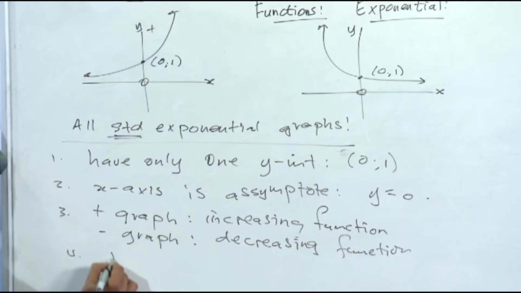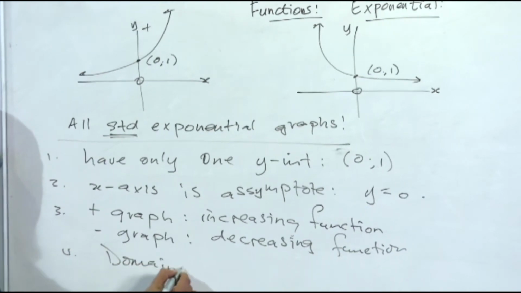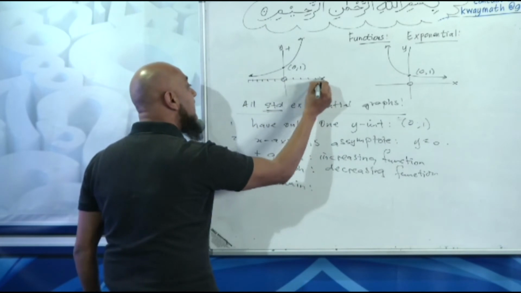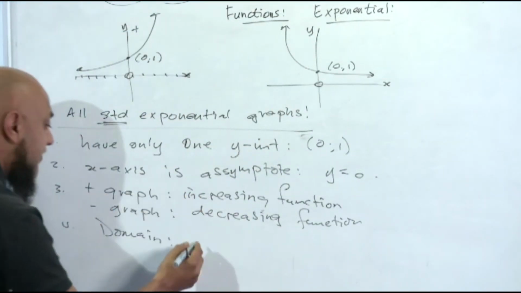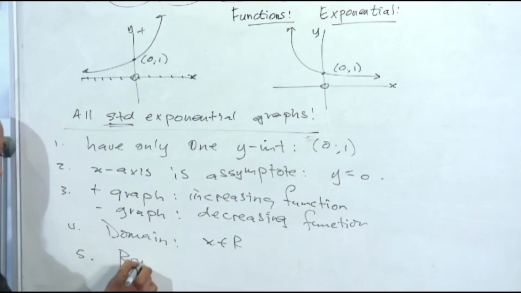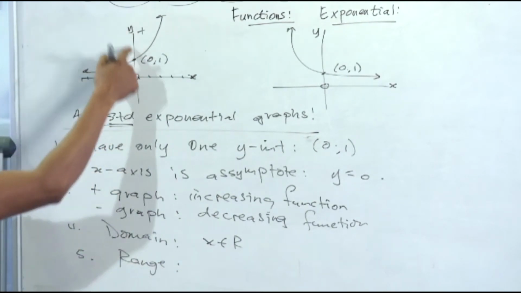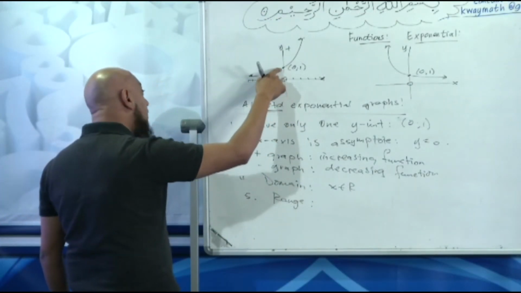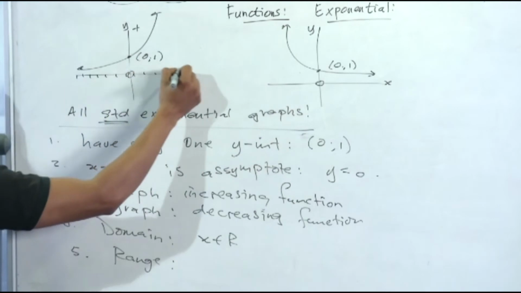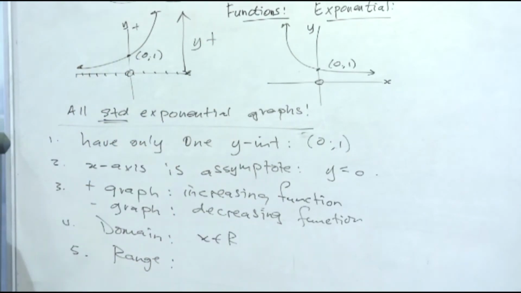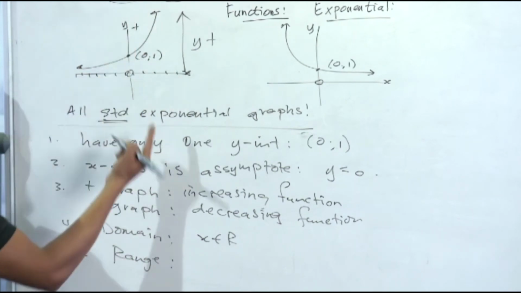What is the domain for both graphs? The domain, x is an element of real numbers, because any x value here will give you a corresponding y value on the graph. What is the range? The y values. Now, no negative y values will ever touch this graph. 0 will never touch the graph. So all your positive y values will give you corresponding x values.